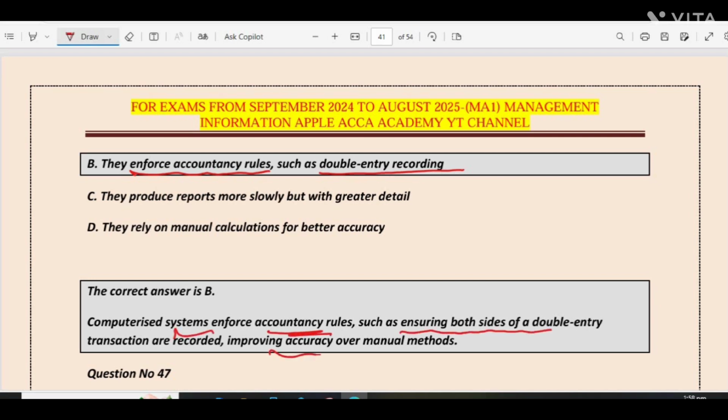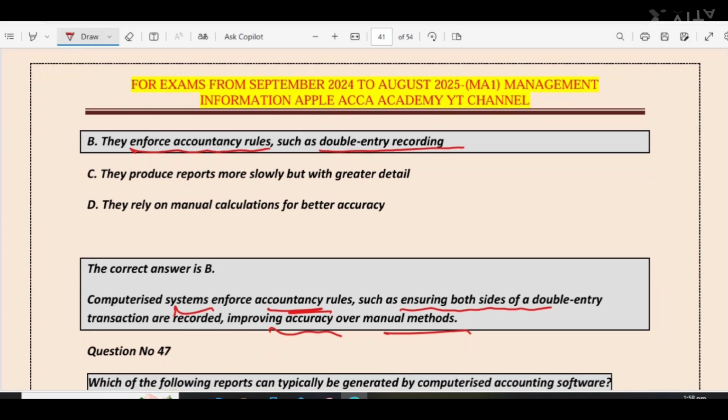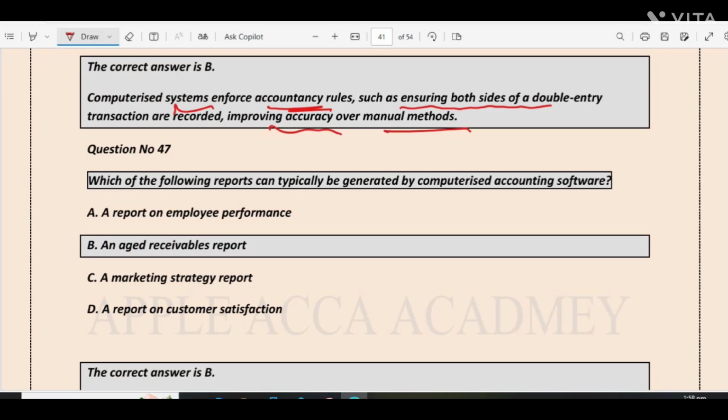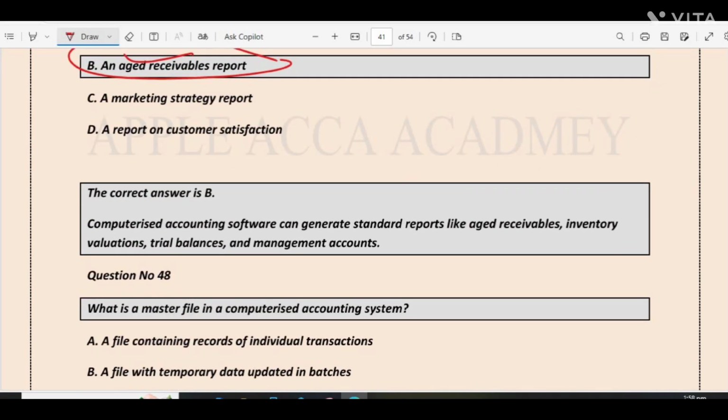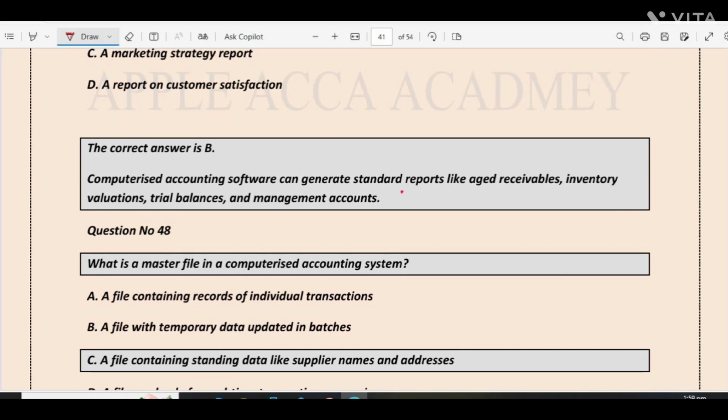47, which of the following reports are typically generated by computerized accounting software? Aged receivable reports are typically generated by computerized accounting software. Computerized accounting software can generate standard reports like aged receivables, inventory valuation, trial balance, and management accounting. And here we have discussed that aged receivable is the report that is generated by us.